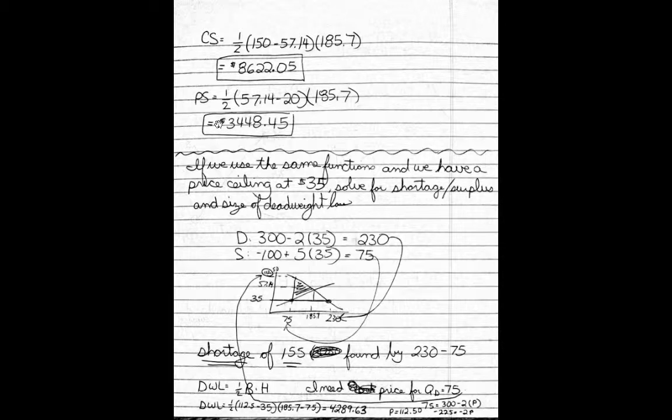Now, what I wanted to do at this point is look at a slight way we could use this. What if I gave you an effective price ceiling? Let's say I set that price ceiling at $35. Then I could ask you two questions about that. First, I could ask you to solve for the shortage or surplus that exists at that price of $35. And then I could ask you to solve for the deadweight loss that exists.